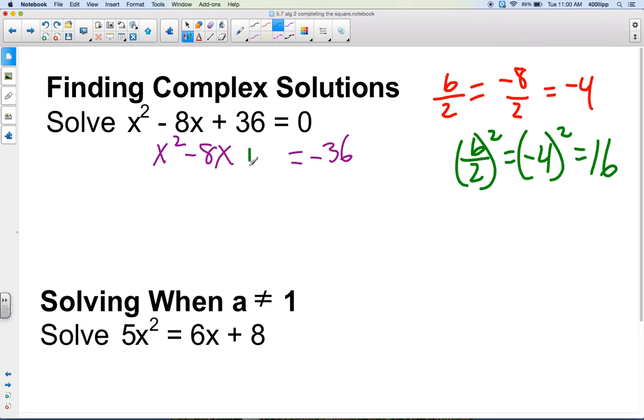So now I'm going to add 16 to both sides here. So plus 16 and plus 16. Okay, because that's what I got b over 2 squared to be. All right, so then we're going to factor this. So we'll just write this out as x... it's going to be something squared. We have negative 36 plus 16. That's going to be a negative 20.